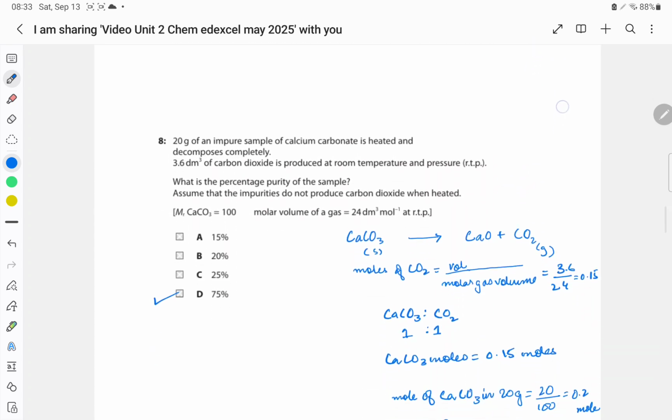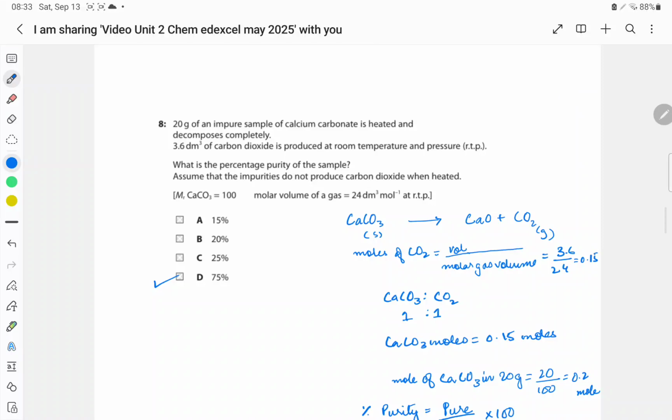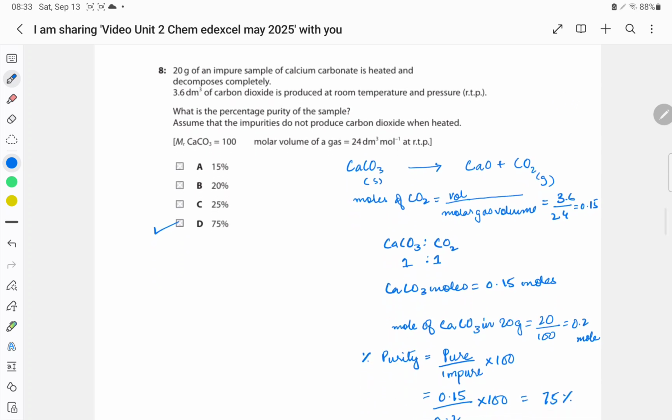Okay, then we have another question that says 20 gram of an impure sample of calcium carbonate is heated and decomposed completely. 3.6 decimeter cube of carbon dioxide is produced at room temperature and pressure. What is the percentage purity of the sample? Assume that impurities do not produce carbon dioxide when heated. So writing down the equation, we get calcium carbonate gives you calcium oxide and carbon dioxide. Here basically we're concerned with calcium carbonate and carbon dioxide only. So we have to find out the moles of carbon dioxide.